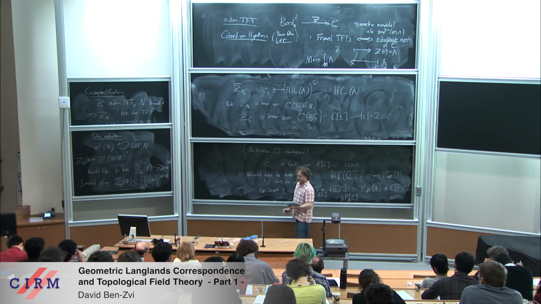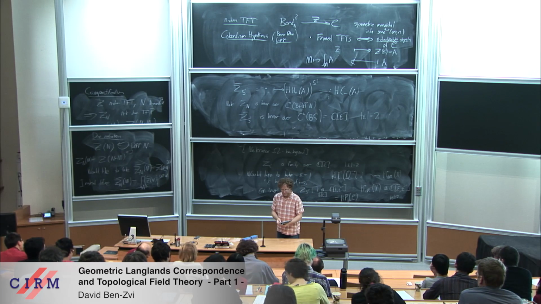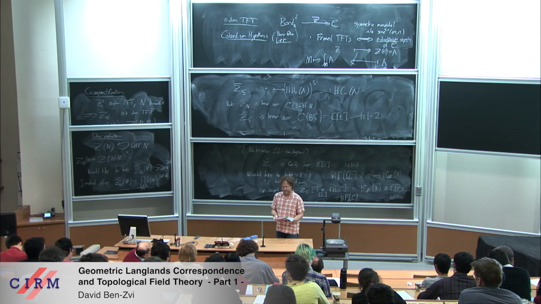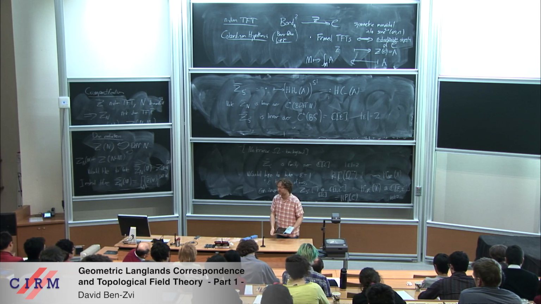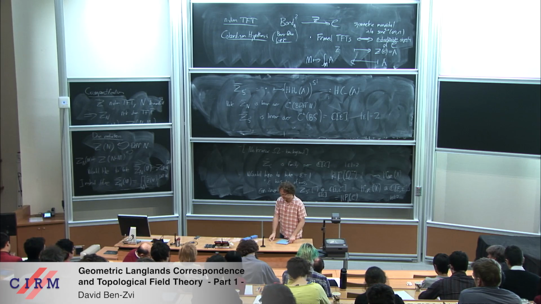I guess this is a good place to stop. And so what we'll do next time is construct some examples in dimensions 3 and 4, more complicated examples of field theory, and try to see how they relate to representation theory. Thanks.